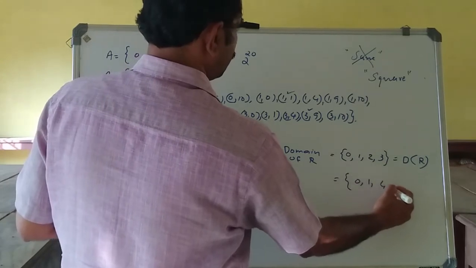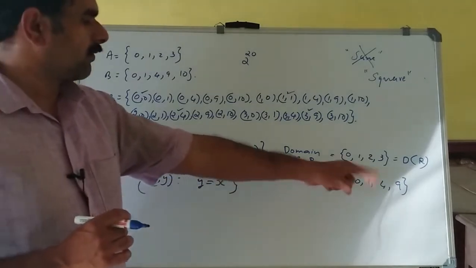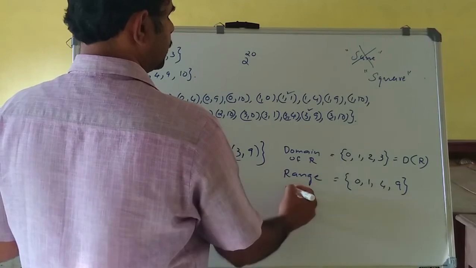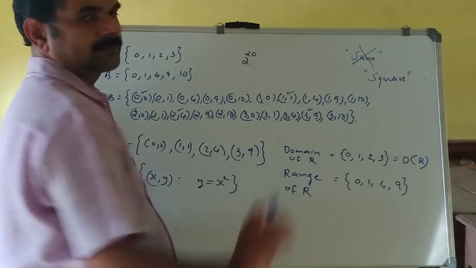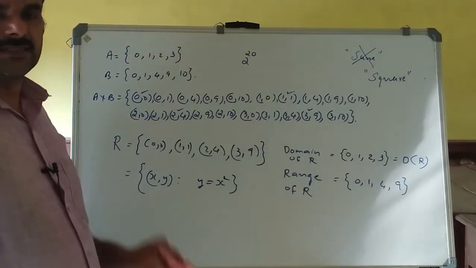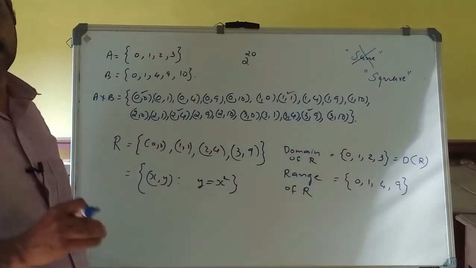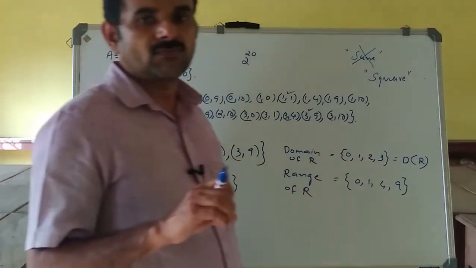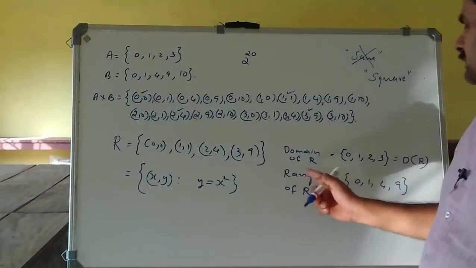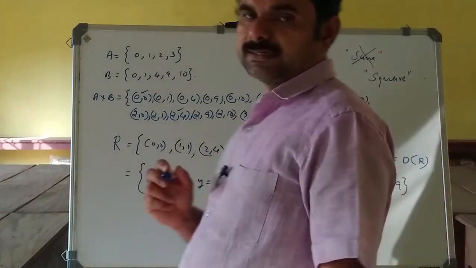0, 1, 4, 9. These are the second values, so it is taken as the range of R. What is the range set? The range set is a set with the second elements of the relation. Second elements means the set of y values: in (x, y), the set of all y values is the range set of R. Clear? So, domain and range.